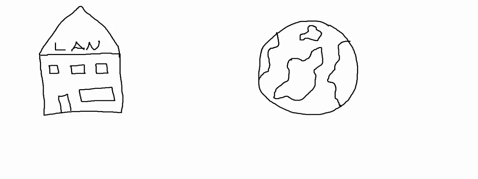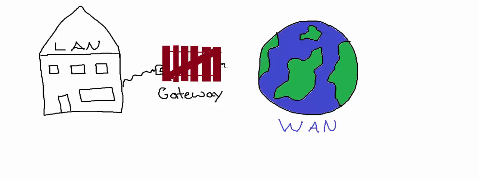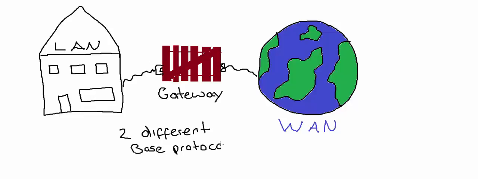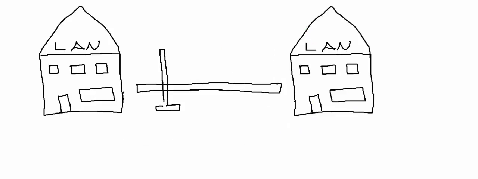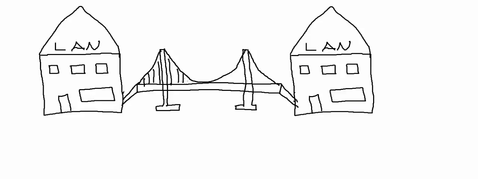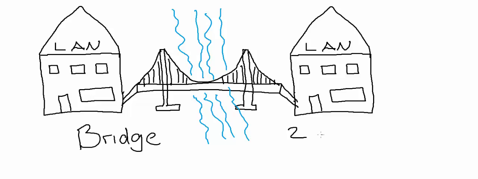Okay, so the next piece of hardware allows you to connect a local area network to a wide area network, and this is called a gateway. This is used when the two networks that you're trying to connect together have two different base protocols, so a LAN and a WAN. If you're trying to connect two networks together and they have the same base protocol, so if you're connecting a LAN to another LAN, then you would use what we call a bridge.